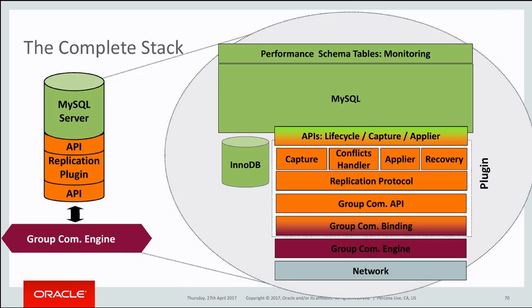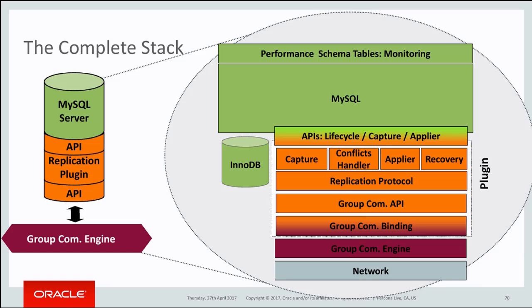If you zoom into each component, you can see that we have the server here, with schema tables that we use for monitoring. Then we have our APIs, what we call lifecycle, capture, applier. So we intercept transactions going on to get the write sets. We intercept the capture to get the data that they are trying to change. Then on other members, we apply those changes, so we need to have an applier API. And then there are our plugin components that we call capture, conflict handler, applier, and recovery.